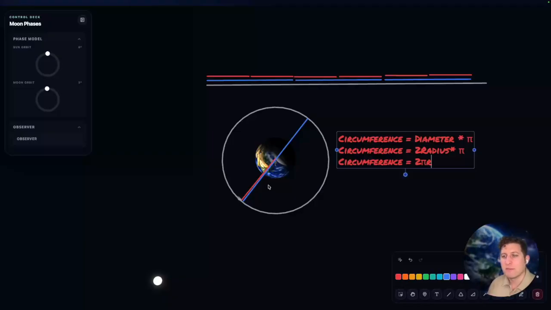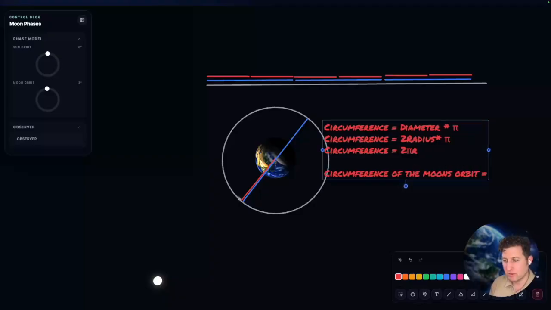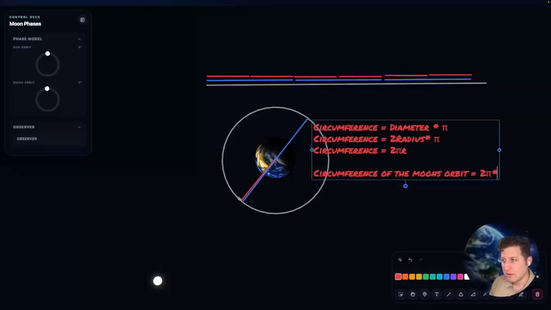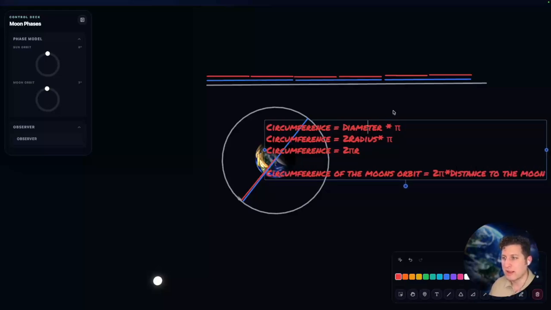Now you'll notice something very interesting. What is the radius of this circle, right? The orbit of this circle is equivalent to 2 times pi times this radius, right? Well, this radius is the distance from the Earth to the moon. So another way to say this is the circumference of the moon's orbit is equal to 2 times pi times the distance to the moon.